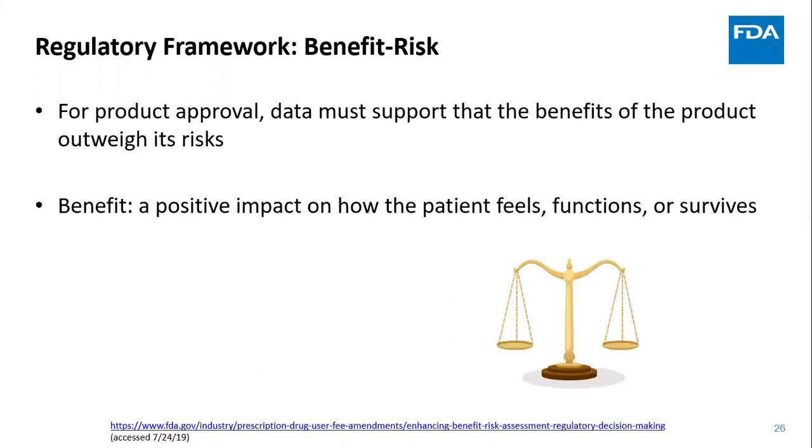For product approval, the data must support that the benefits of the product outweigh its risks. A benefit is the positive impact of the drug on how a patient feels, functions, or survives. Ensuring the safety, effectiveness, and quality of human drugs is an increasingly complicated regulatory task, requiring FDA's experts to consider a multitude of complex factors. Over the past several years, FDA has developed an enhanced structured approach to the benefit-risk assessment and regulatory decision-making for human drug and biological products.